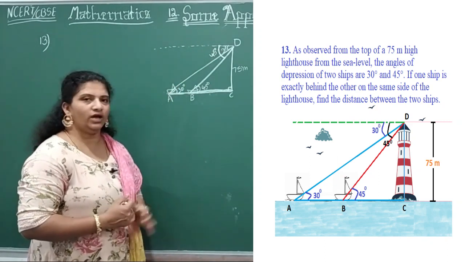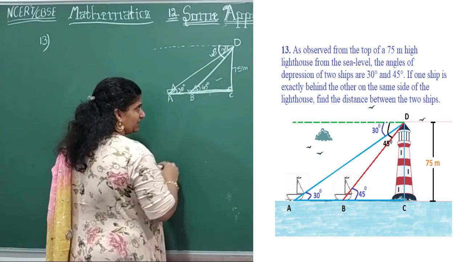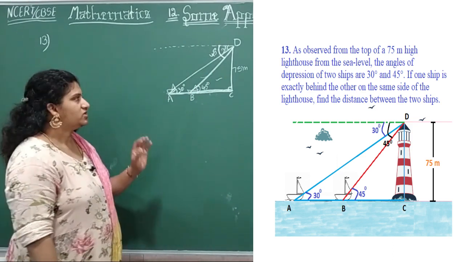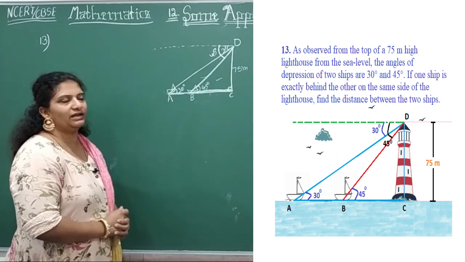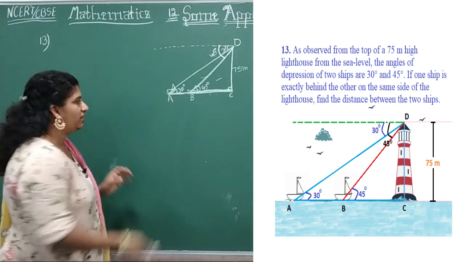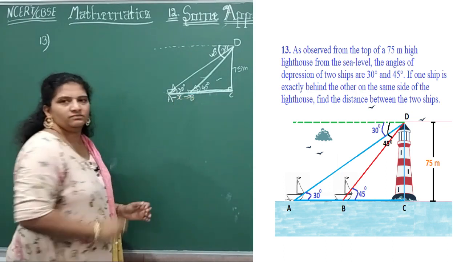Okay, and then do the problem. Now, first, let me take this right angle triangle. Then I am going to take the big right angle triangle. So now what you need to calculate here is the distance between the two ships. Let me assume it as x.